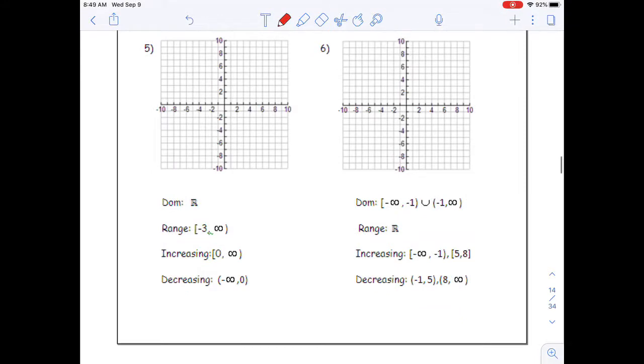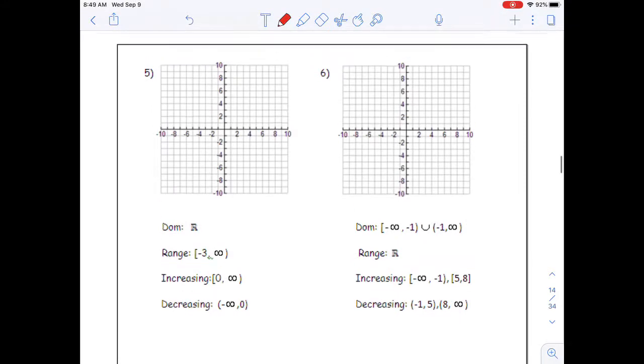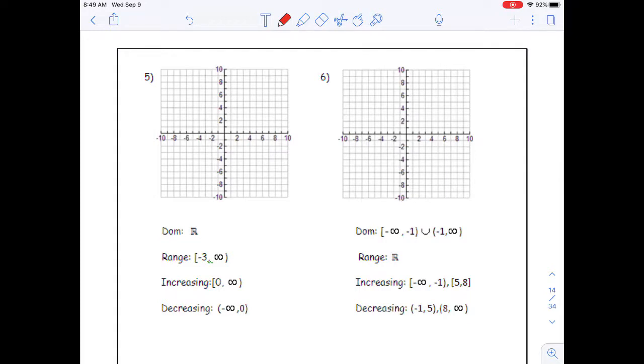And in 5 and 6, they want you to draw your own graph where the domain is all reals and the range goes from -3 to infinity. It increases from 0 to infinity and decreases from -infinity to 0. What does that? You should almost know what that sounds like. It starts at -3 and goes up to infinity. It increases from 0 to infinity, so we could go like this. And it decreases from -infinity to 0, so we could go like this. So it kind of looks like a what? Like a parabola. It also could be like an absolute value graph.